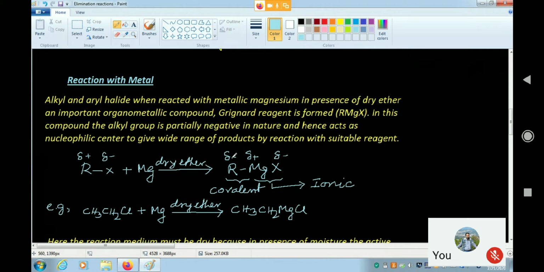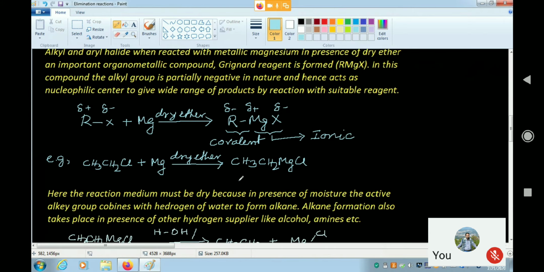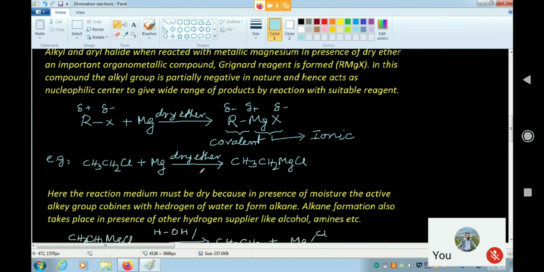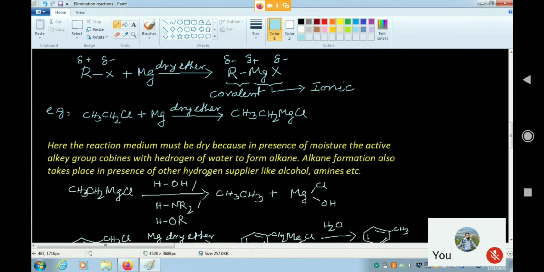This Grignard reagent has many applications because of its nucleophilic nature, and particularly in this case during the formation of Grignard reagent, if the condition of the reaction medium is not maintained as a dry medium, that means if any moisture is present, then what will happen?